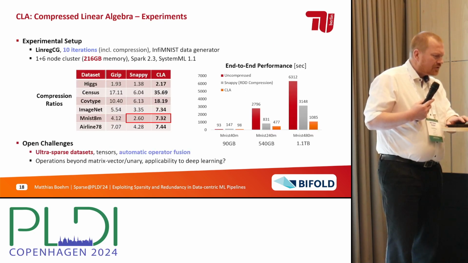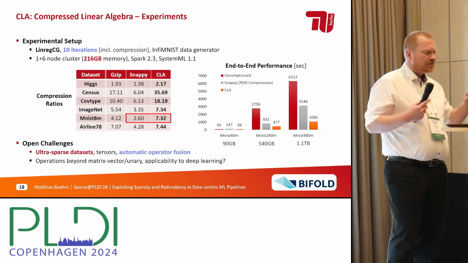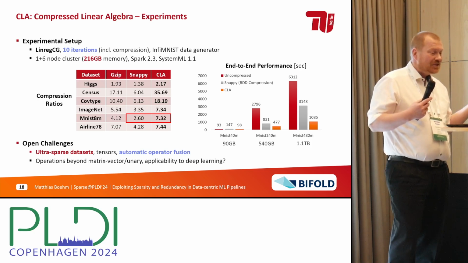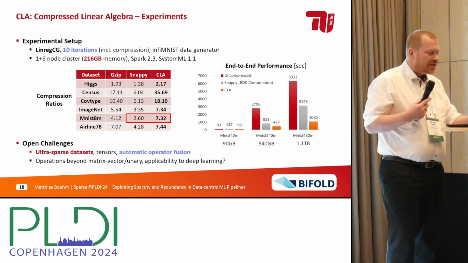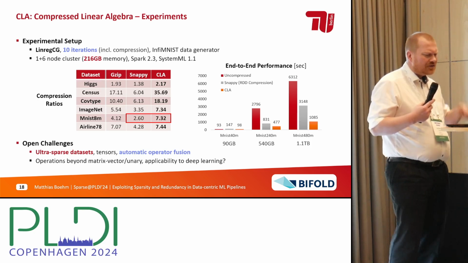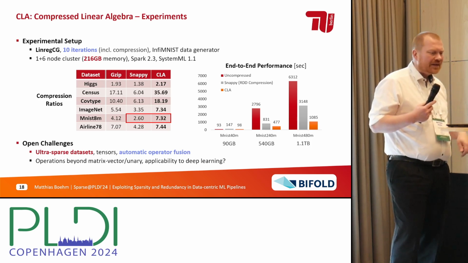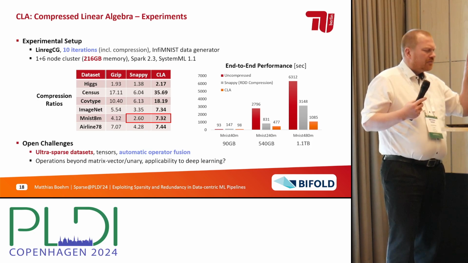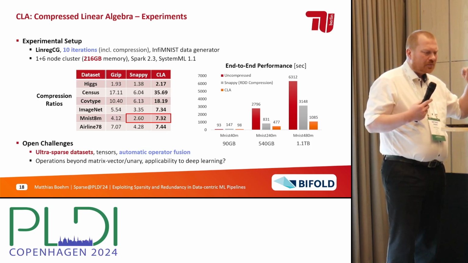Just a quick set of experiments. In terms of compression ratios, we are outperforming lightweight schemes like Snappy and LZ4. We sometimes even outperform heavyweight schemes like GZIP. But notably, here we use the InfiMNIST data generator, generated all the way up to a terabyte. What you see is, if our matrices fit in memory, we are very close to uncompressed operations.